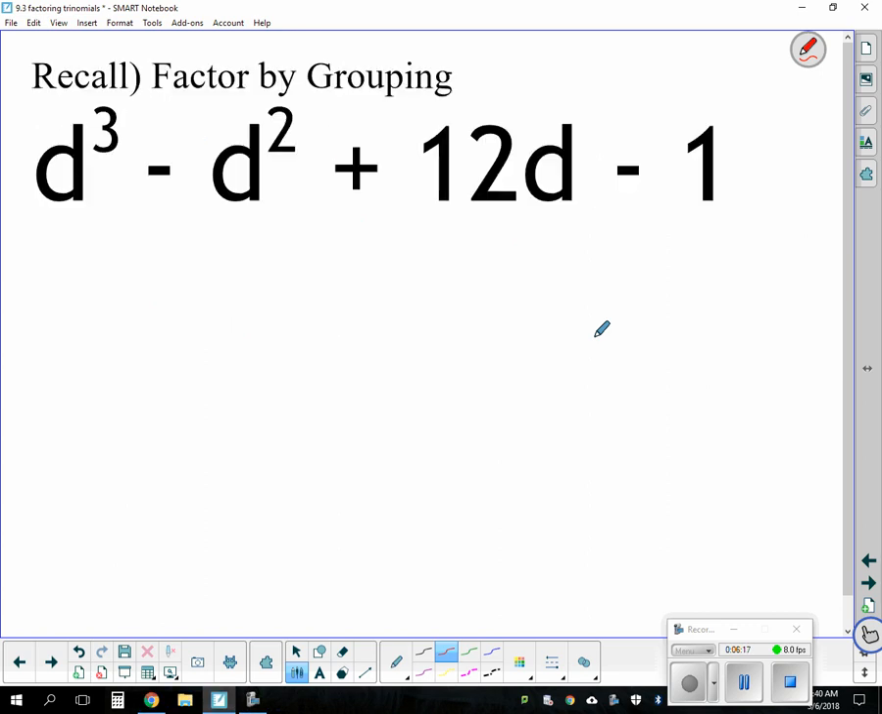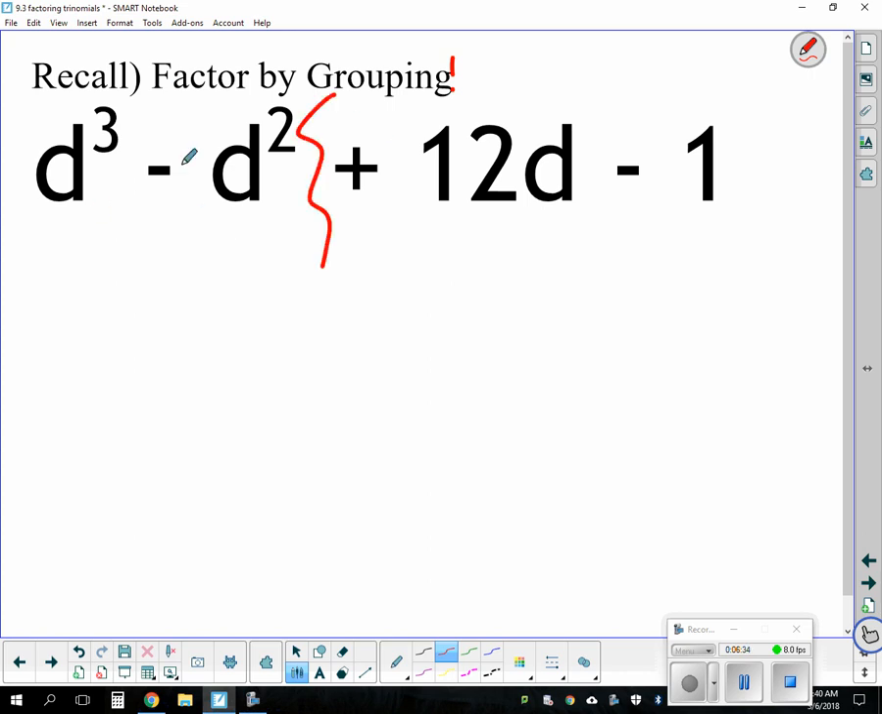Okay, the next one, factor by grouping. Well, the first thing you've got to do, still, always look for a GCF. Does every term have a GCF? No. So, the next question, how many terms are there? There are 4 terms. 4 terms is, of course, factor by grouping. So, we split it in half.